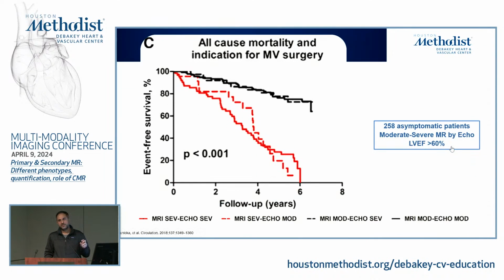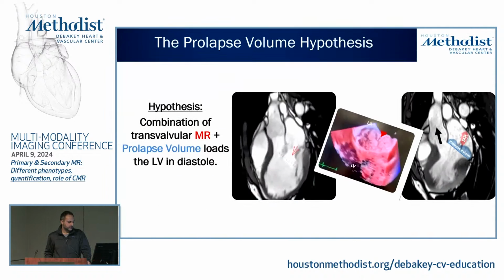In this particular study, they used outcomes or survival as a metric to assess the MRI and echo grading. Essentially the red lines are the ones that were called severe by MRI. The black ones are the ones that are called non-severe by MRI, and then echo was not correlated with that. So essentially, it's showing that MRI was driving the outcomes in this study.